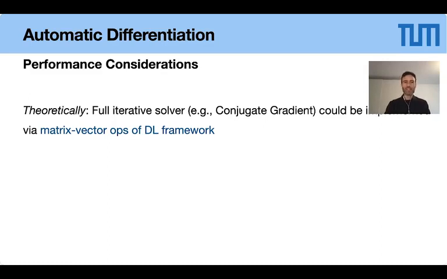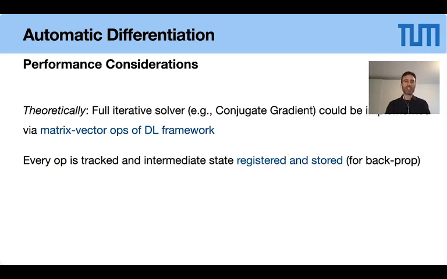Theoretically, we could do this. In practice, it's not a good idea because every invocation of one of these operators in a deep learning framework is actually tracked and registered. And hence, we would keep track of all these intermediate states of, say, a conjugate gradient solver, such that we could backpropagate through them, which is not necessary in practice. So as seen on the previous slide, we're actually not interested in all these intermediate steps.